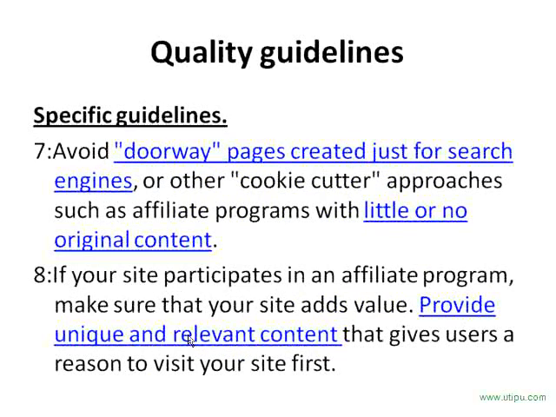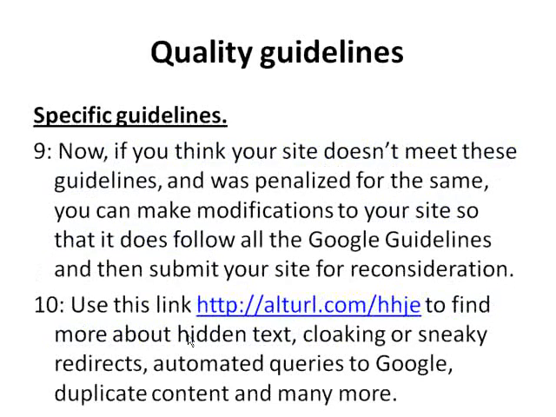Avoid throwaway pages created just for search engines, or otherwise cookie cutter approaches such as affiliate programs with little or no original content. If your site participates in an affiliate program, make sure that your site adds value. Provide unique and relevant content that gives users a reason to visit your site first. Now, if you think your site does not meet these guidelines and was penalized for the same, you can make modifications to your site so that it does follow all the Google guidelines and then submit your site for reconsideration. Google is more than happy to reconsider those sites.